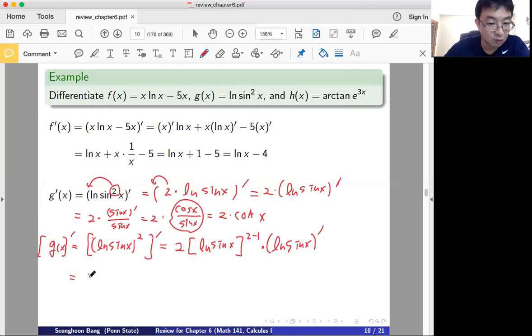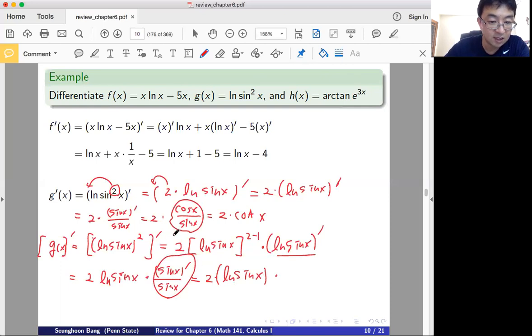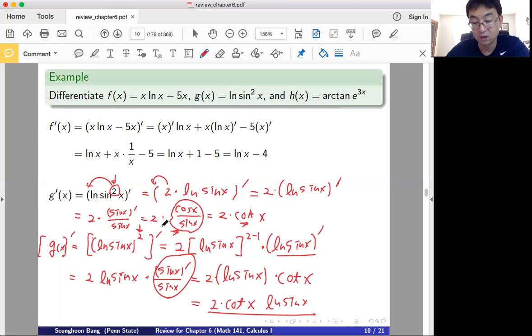So this is 2 times ln of sine of x, times ln of sine x prime, which is exactly sine x prime over sine of x. 2 times ln sine of x, this whole thing times sine x prime over sine x is cosine x over sine x, cotangent x. We have cotangent x. You can interchange cotangent and ln sine. 2 times cotangent x times ln of sine of x. This is the answer. Really be careful. Power inside and outside gives a totally different result. So these are two kinds of problems.